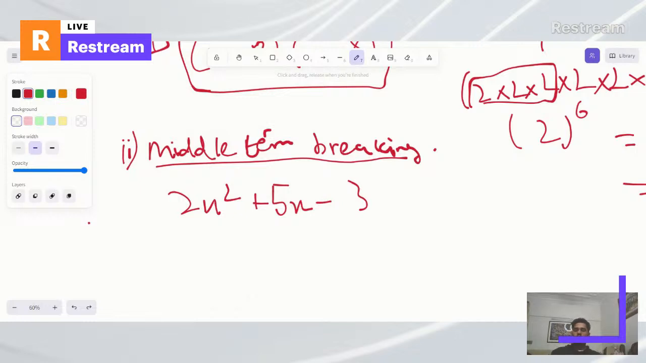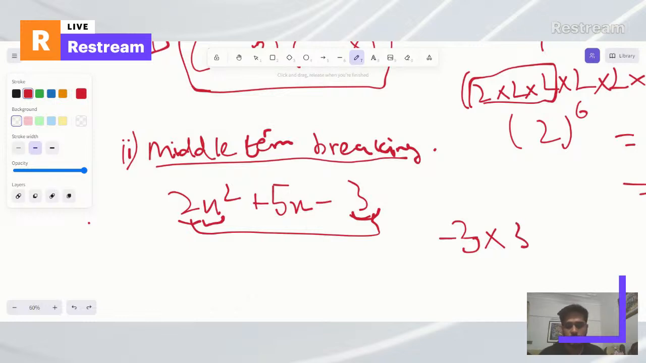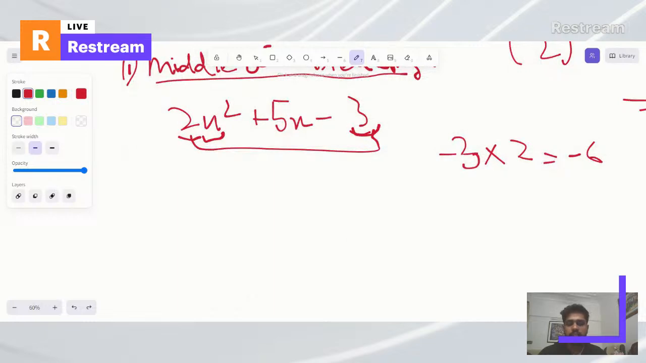So what exactly are we going to do? We're going to take the first number and the last number. The first number is the one being multiplied with x squared, and then we take the number which has no variable attached to it. We multiply both together, so it's negative 3 times 2, and we get negative 6, right?